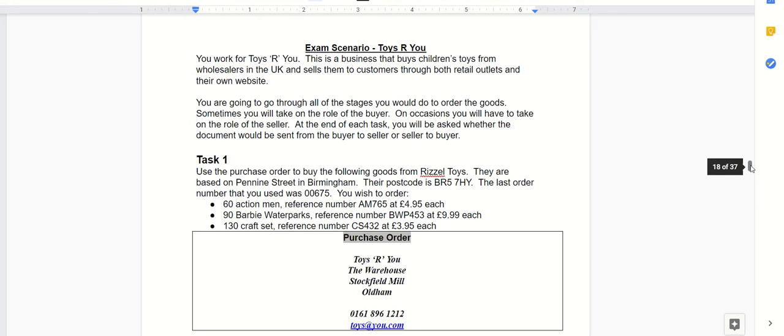So Toys R You is a business that buys children's toys from wholesalers. So wholesalers are obviously their suppliers, and they are obviously the purchaser in this kind of arrangement. And Toys R You are putting together a purchase order for task one. They're buying their goods from a company called Rizzle Toys, so it's a business-to-business transaction. Rizzle Toys are based in Pennine Street in Birmingham. So their last order number was 00675, and now Toys R You wish to order these things from Rizzle Toys.